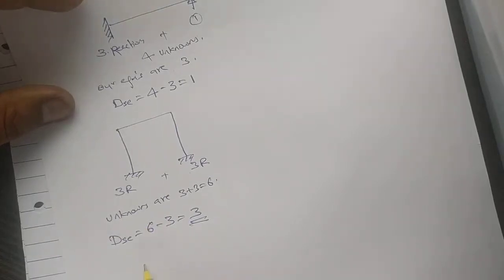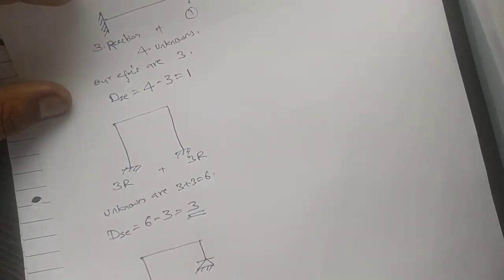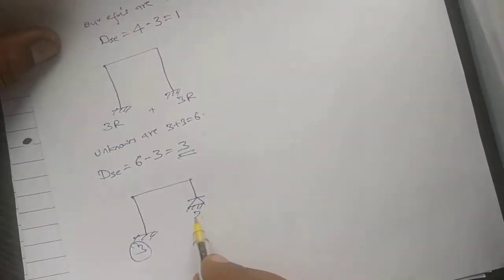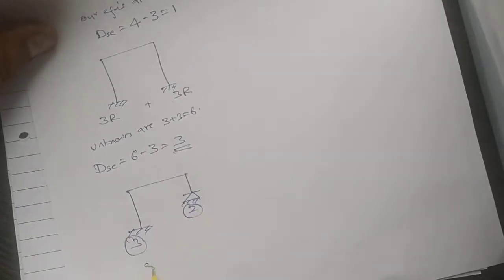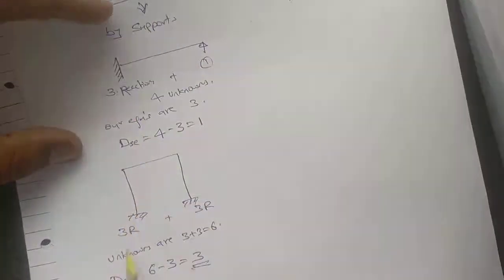You can find out hinge, 3 unknowns. This is 2 reactions. So 5 minus 3 equal to 2. So all these are because of external indeterminacy.